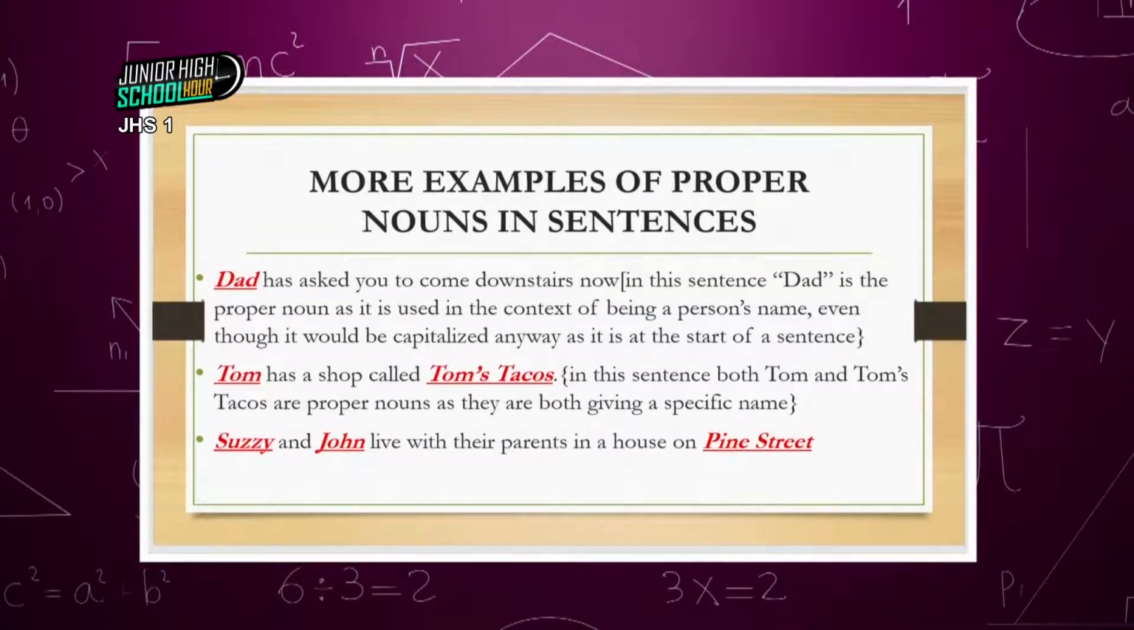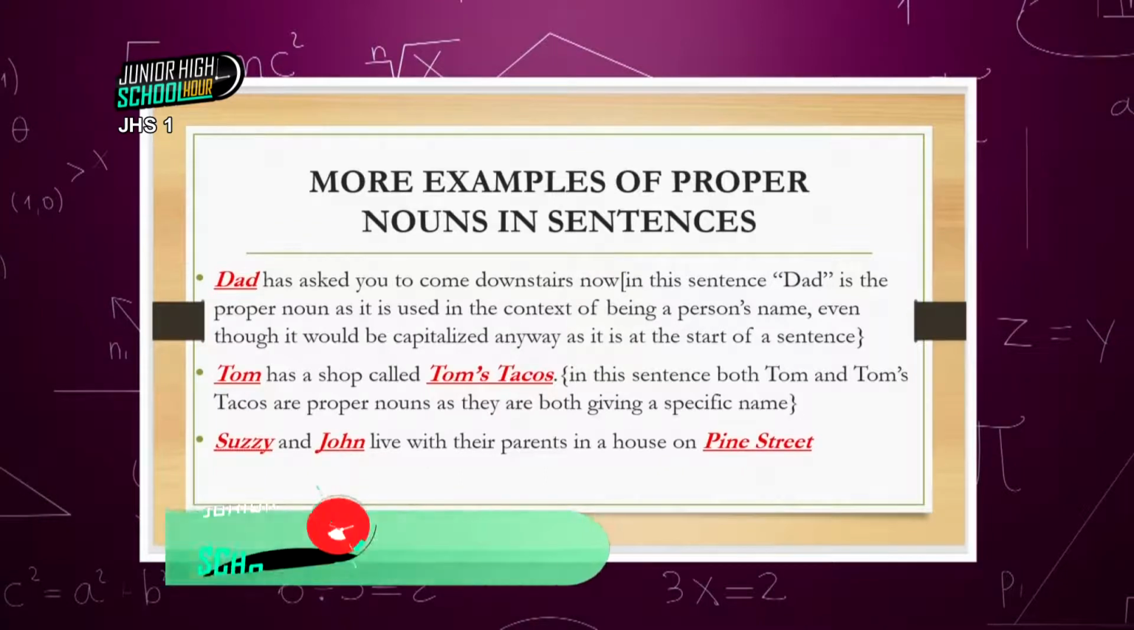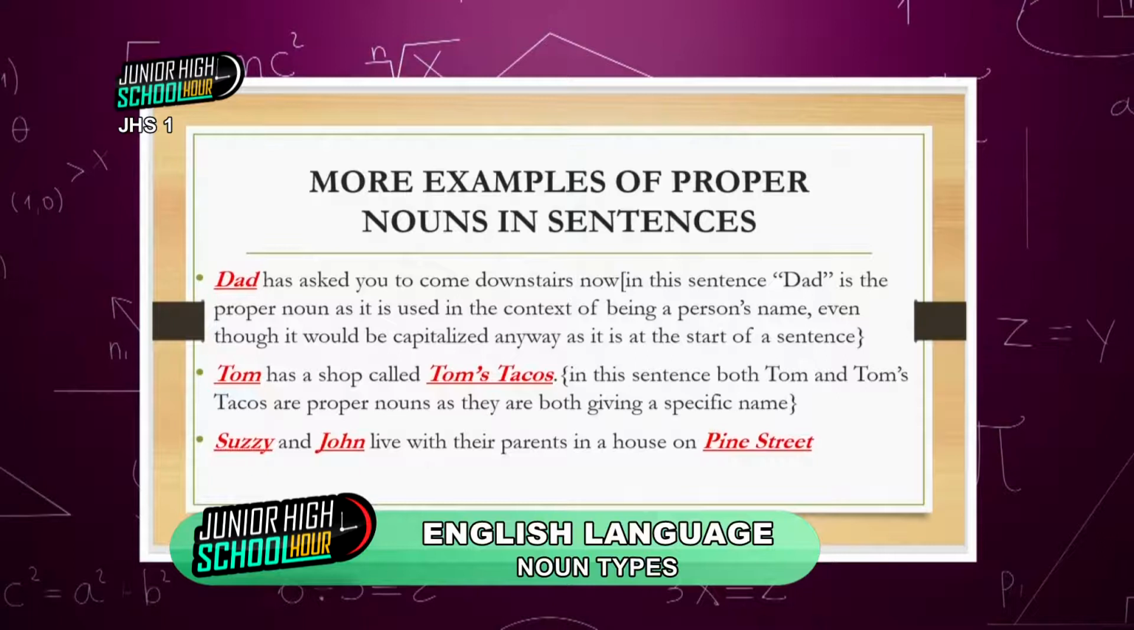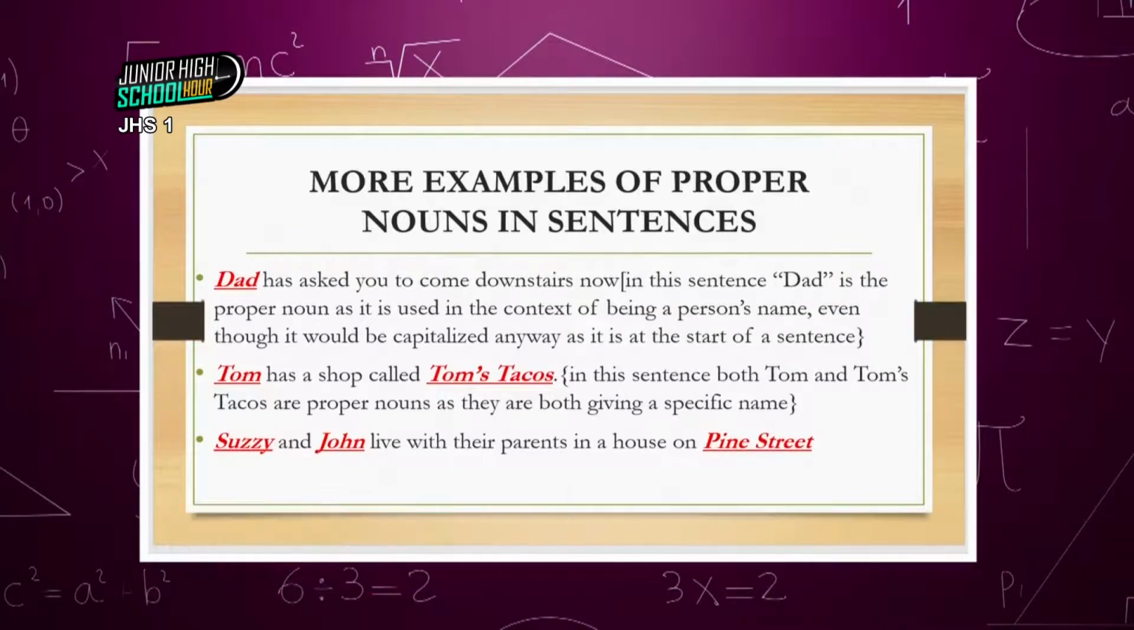Right, more examples of proper nouns in sentences. I continue. So, Dad has asked you to come downstairs now. In this sentence, Dad is a proper noun as it is used in the context of being a person's name. Just like we had in the other one, Mum: can you come downstairs, Mum? So here, Dad is a proper noun as it is used as a person's name, even though it will be capitalized anyway, as it is at the start of a sentence. Of course, it's the beginning, so it's definitely going to be capitalized.